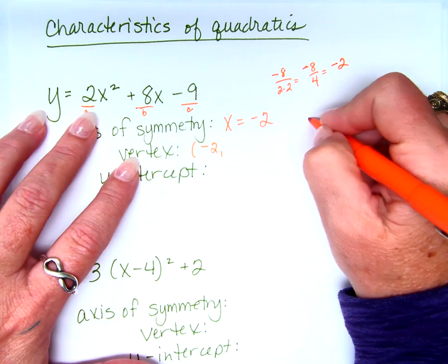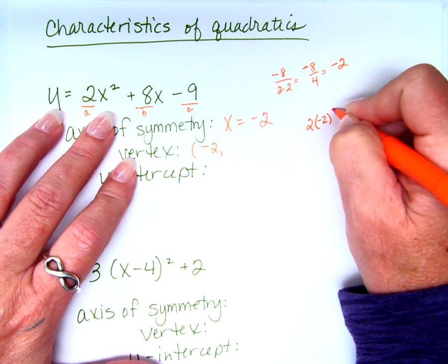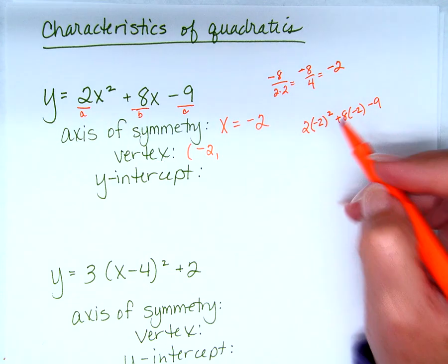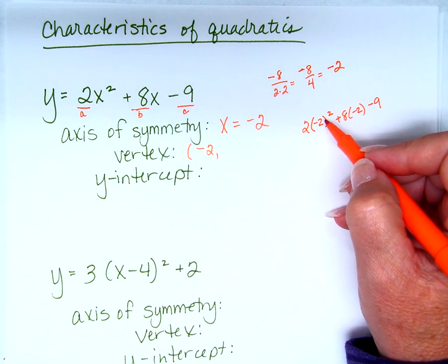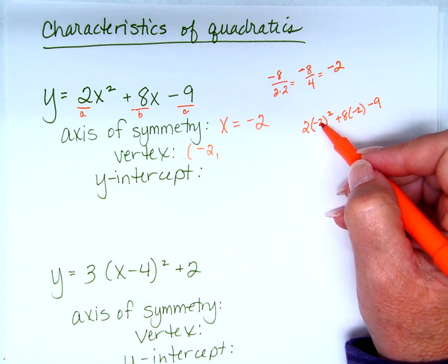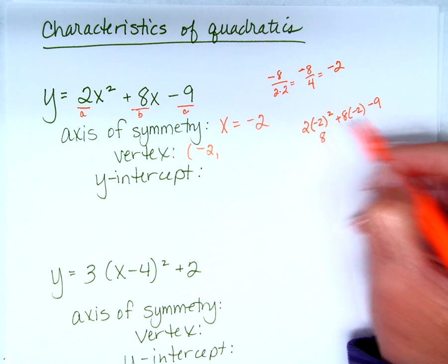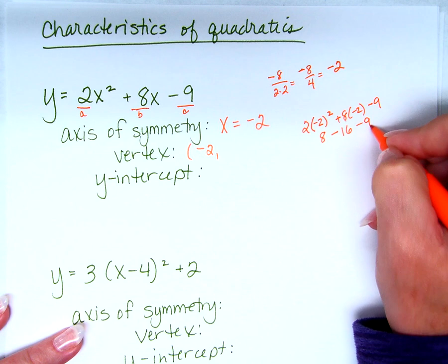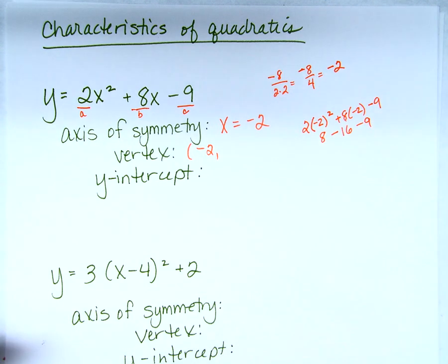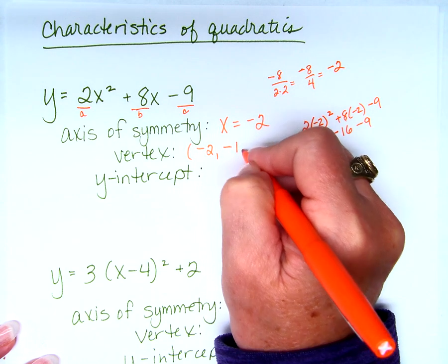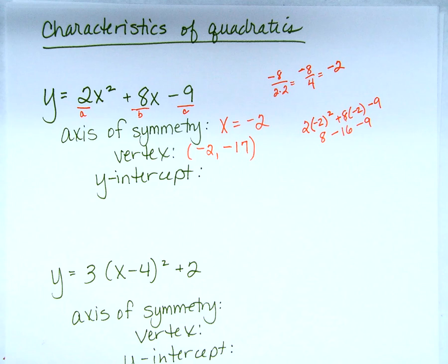Okay, so 2 times negative 2 squared plus 8 times negative 2 and then minus 9. Okay, so what's negative 2 squared? What's negative 2 times negative 2? Positive 4. What's positive 4 times 2? 8. What's 8 times negative 2? Negative 16, and then minus 9. So what's 8 minus 16? Negative 8 minus 9? Negative 17, right? So where's my vertex? Negative 2, negative 17.